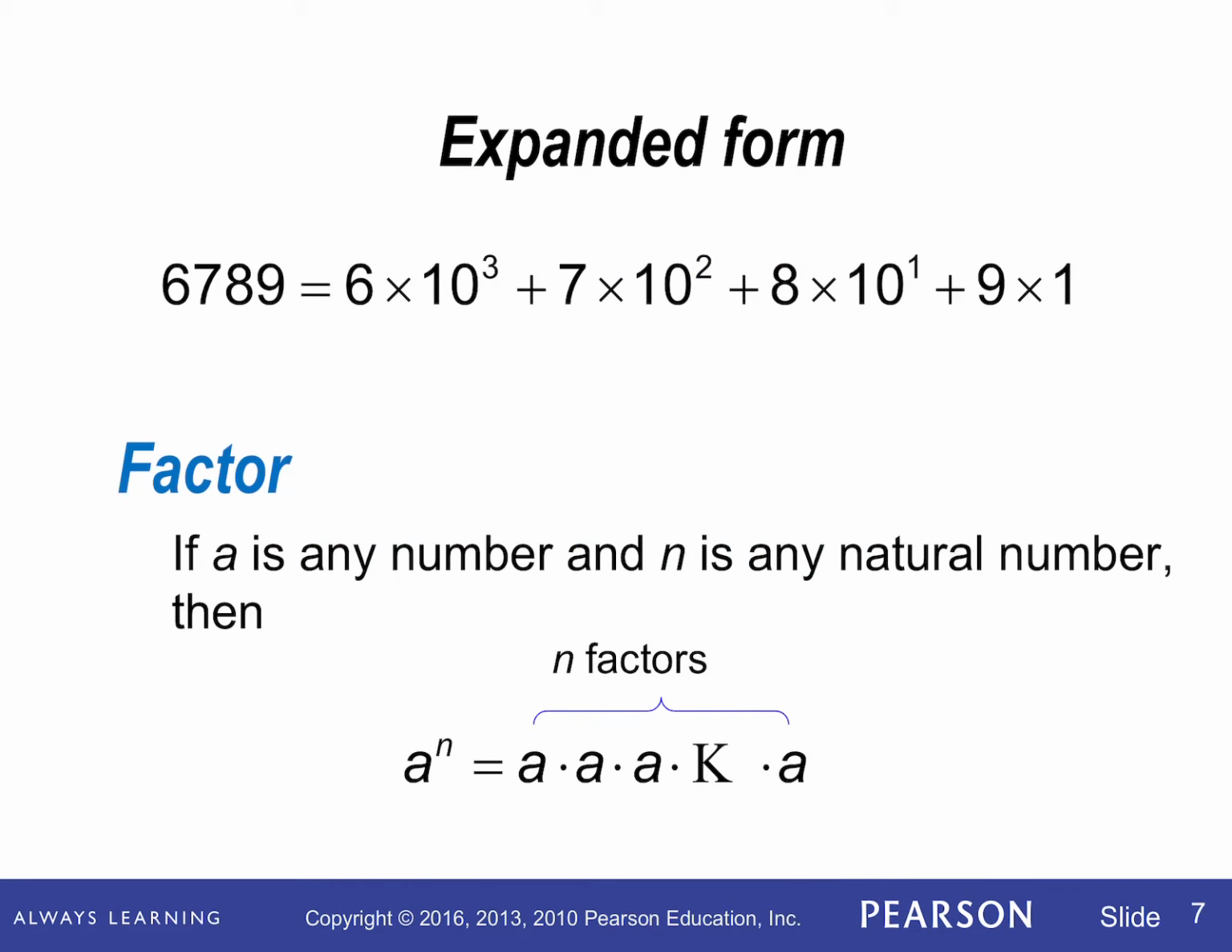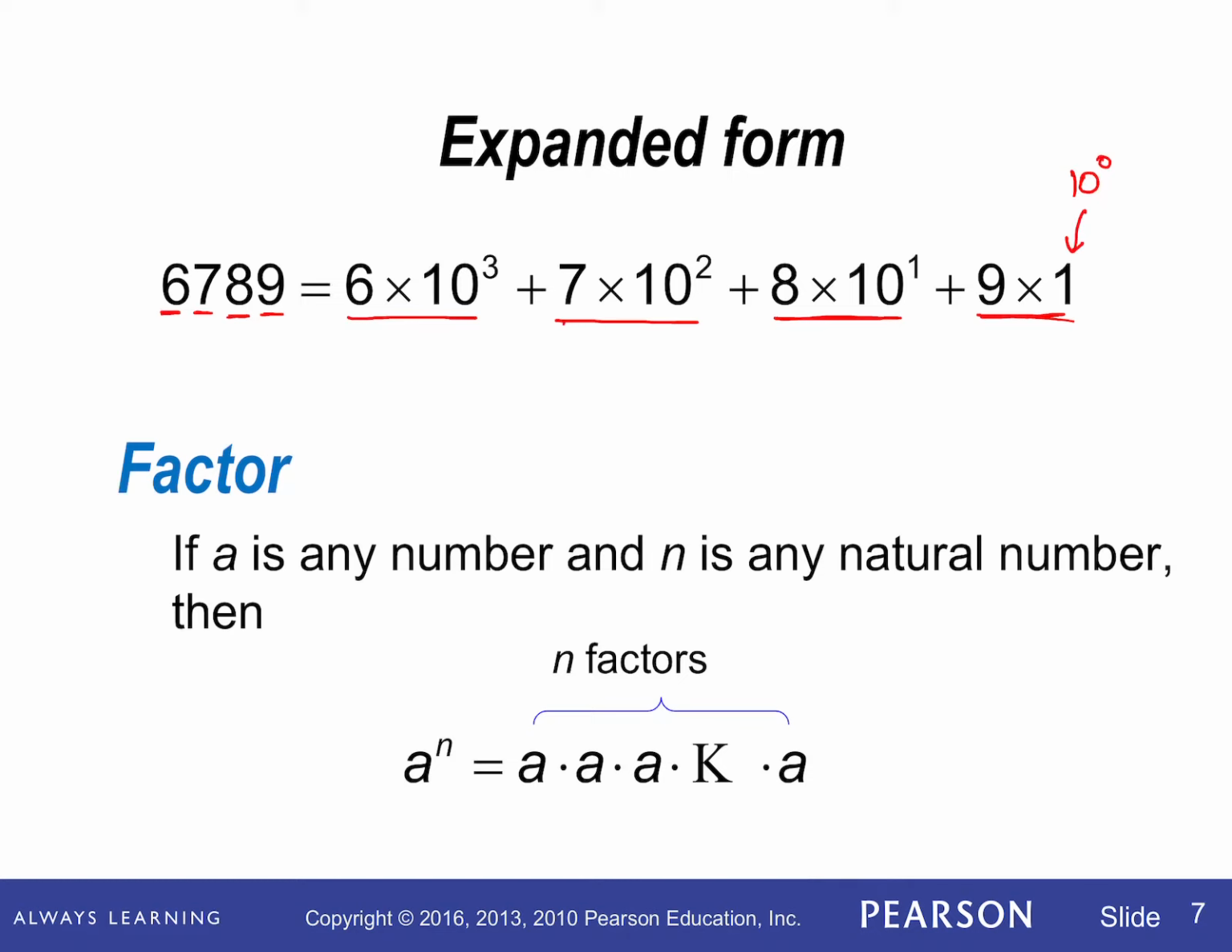So I can write any number in its expanded form by showing what those place values are. Okay, so 6,789 is telling me that I have 6,000, so 6 times 10 cubed, plus 700, so 7 times 10 squared, plus 8 tens, or 8 times 10 to the first, and finally 9 ones, or 9 times 1. Realize that 1 is the same as 10 to the 0.